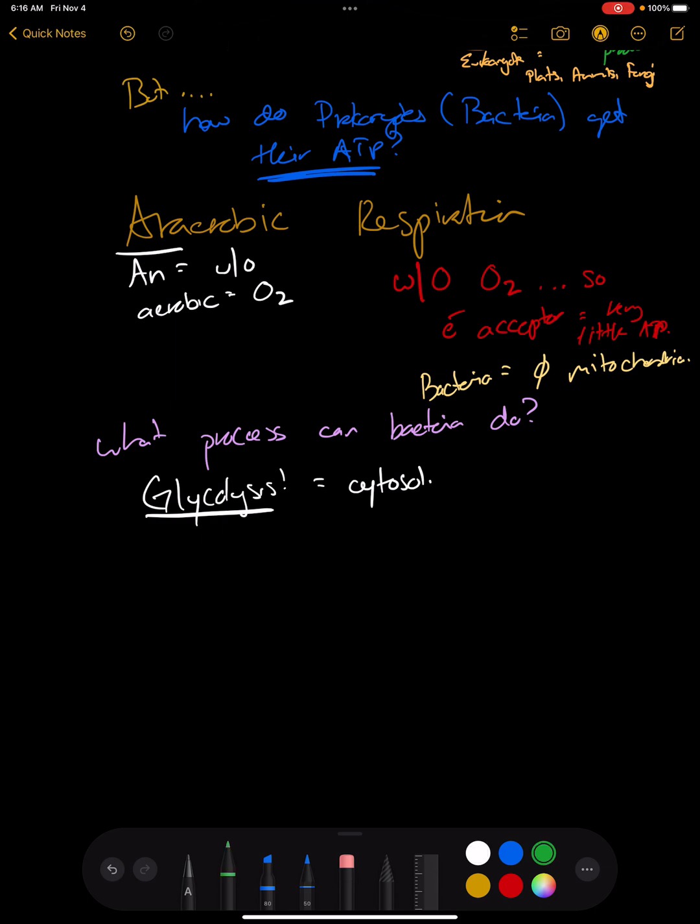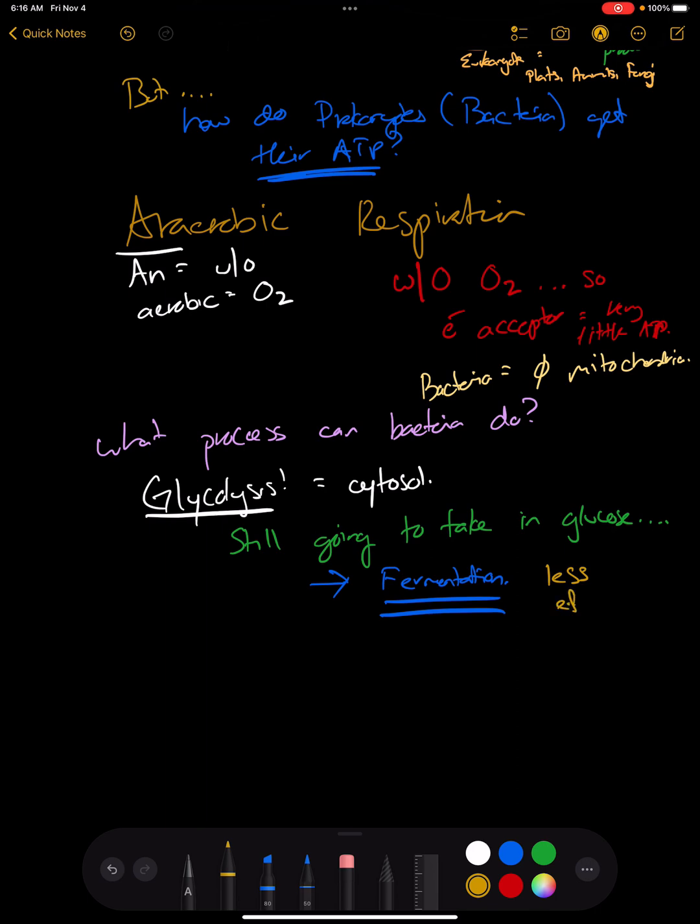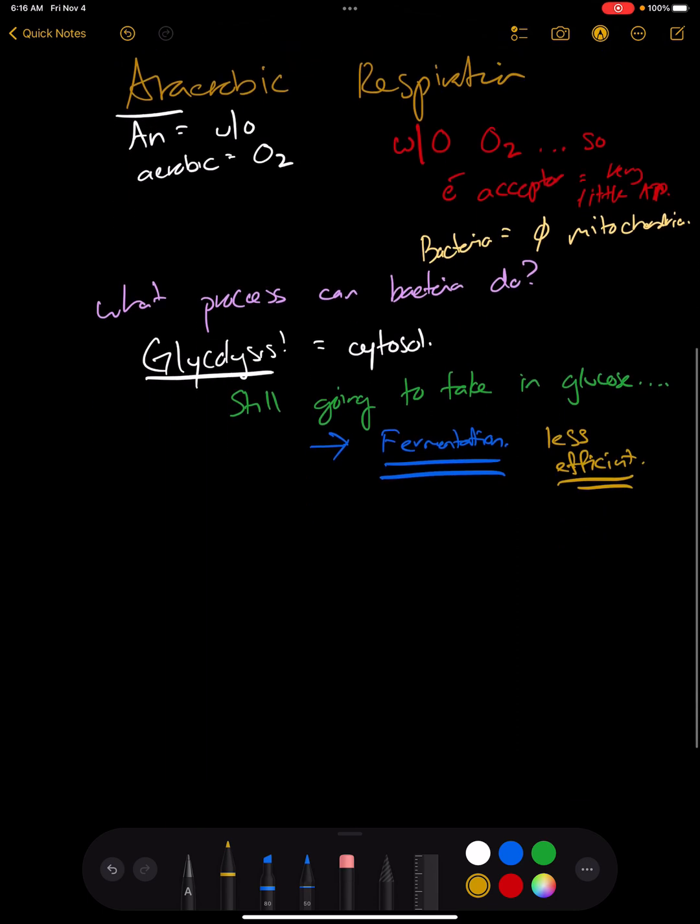All right, since they have cytosol, they are still going to take in glucose, which means I can break it apart. But now I get to go to a new process. This new process is called fermentation. Okay, and this fermentation, because of the lack of oxygen, is going to be way less efficient. So when we talk about anaerobic respiration, let's write it again.